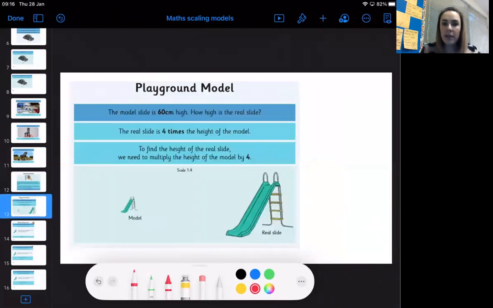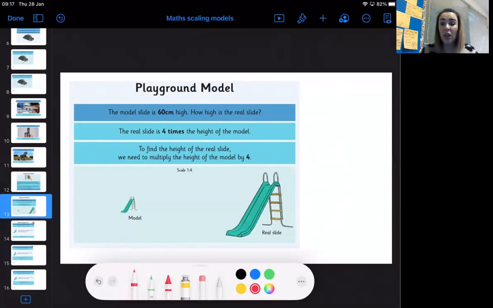The model slide is 60 centimetres high. So how high is the real slide? The real slide is 4 times the height of the model. To find the height of the real slide, you need to multiply the height of the model by 4.